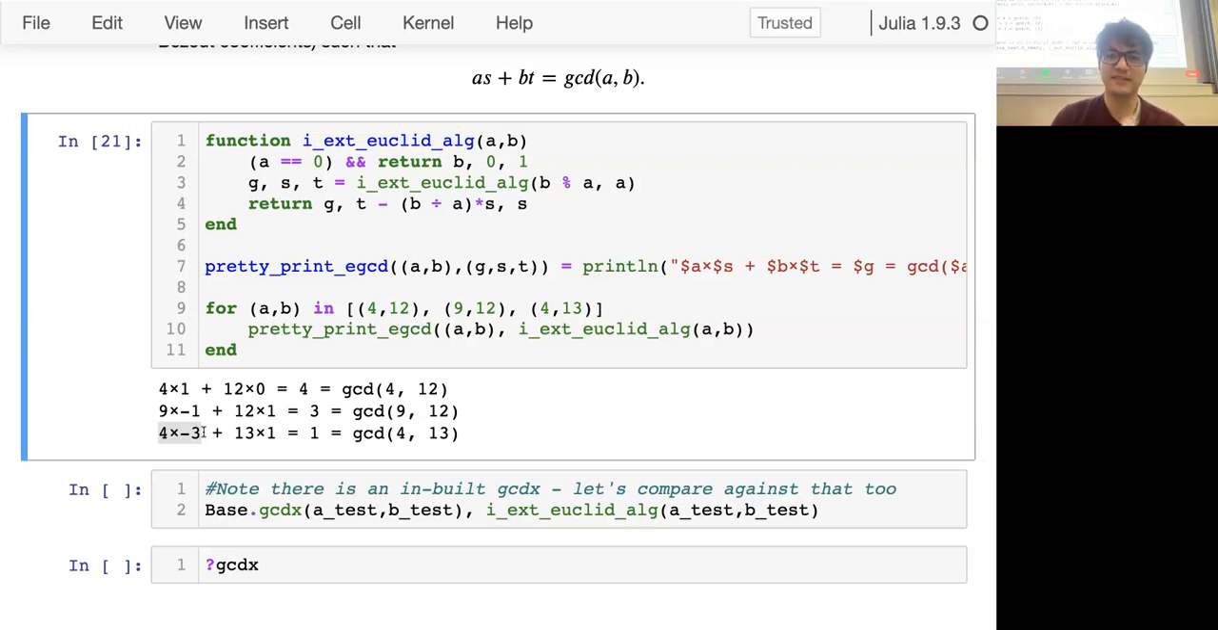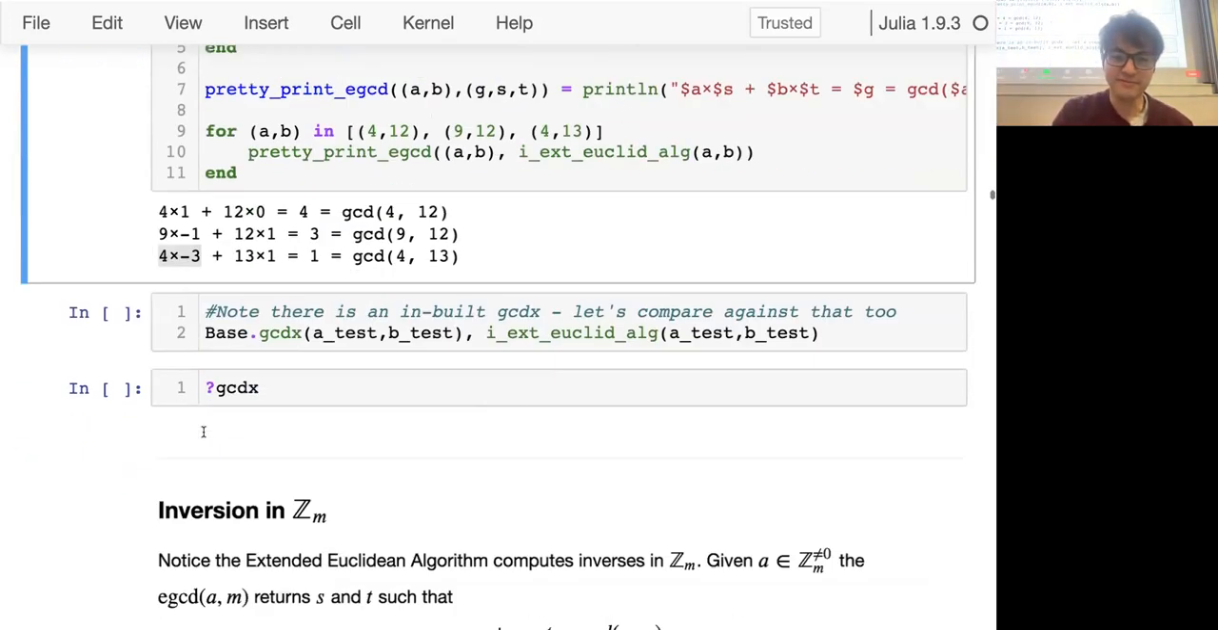Did I do that wrong? What are we working in? Oh, 13. Sorry, 10. Minus 3 is 10 mod 13. So if we run the integer extended Euclidean algorithm and get these Bezout coefficients, we get fast integer inversion mod rings of prime characteristic.